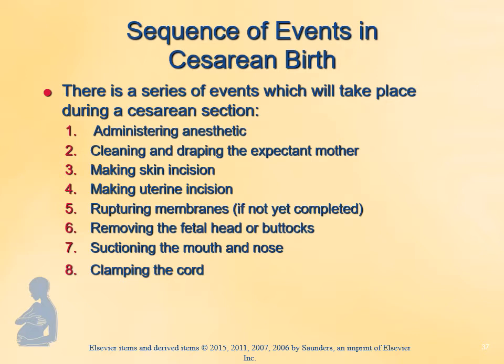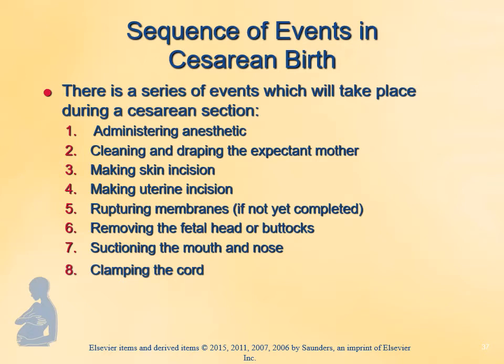Then we'll prep the abdomen with whatever solution your facility uses. Sometimes it's betadine. The facilities I work at use a solution called chlorhexidine. And so we'll prep the patient's abdomen, and then typically they drape with a sterile drape. They might mark the incision with a pen, just making sure that they get it in a straight line and that it's at the appropriate level.